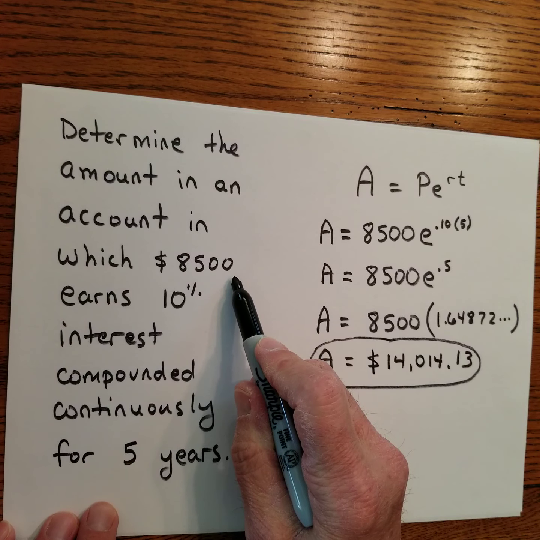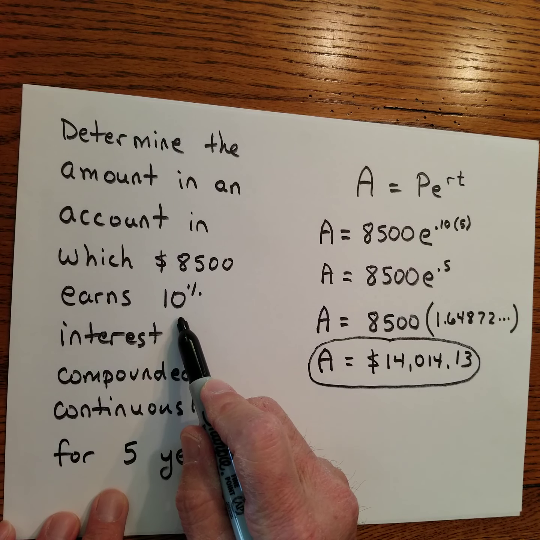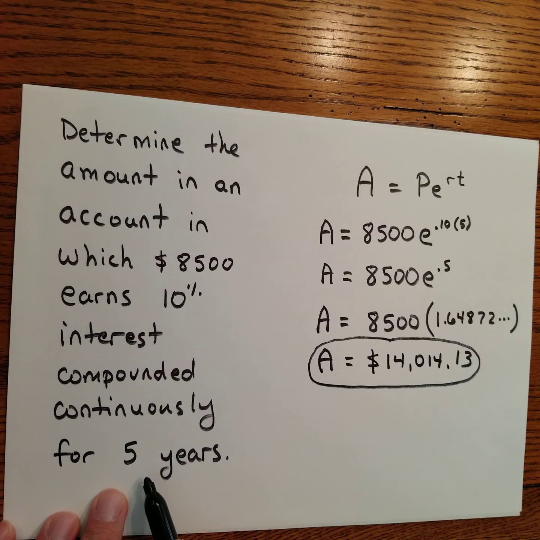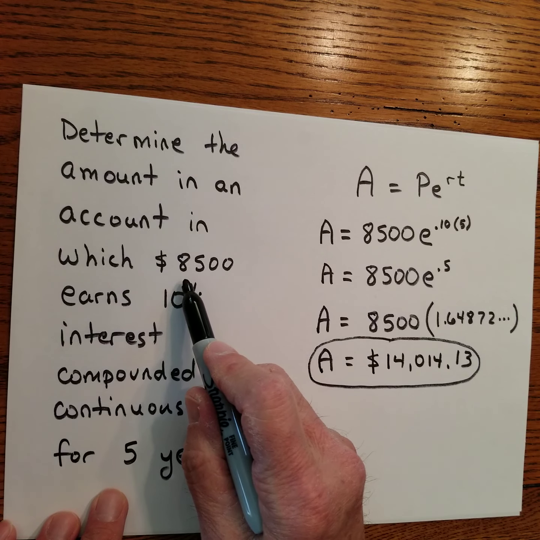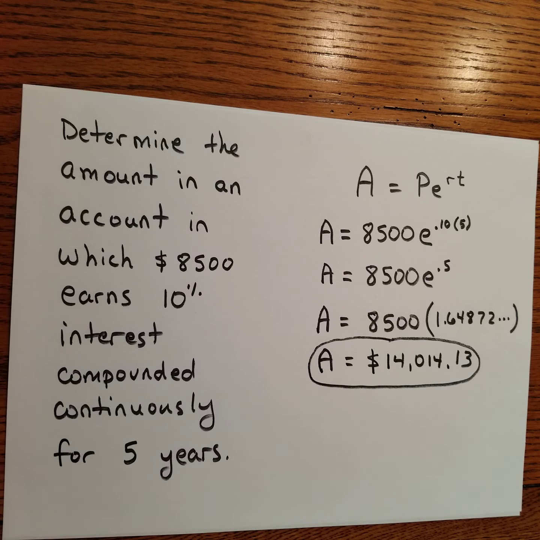If I've got $8,500 in a bank that pays a very nice interest rate of 10%, and I leave it in for 5 years, after 5 years, my $8,500 will become $14,014.